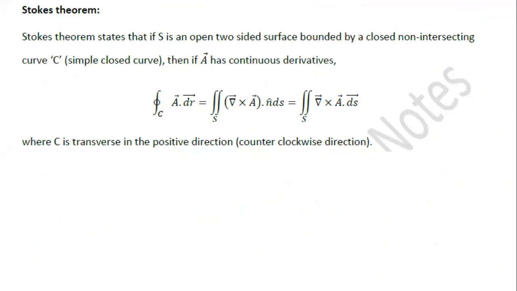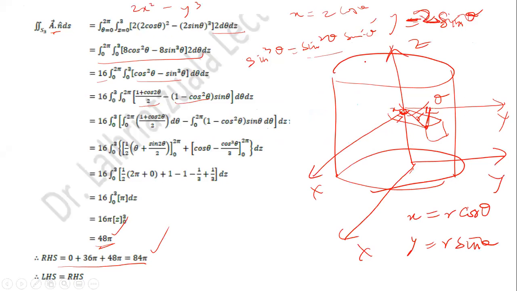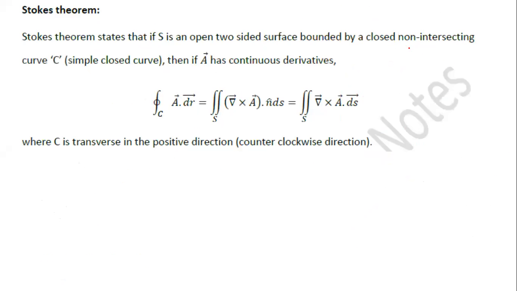Now I think we can go to Stokes theorem. Stokes theorem is for an open surface. See, in this divergence theorem, we are considering a closed surface. We are considering a closed volume, which is bounded by a closed surface. The surface could be spherical, or cylindrical, or it could be any surface, but we are considering a closed surface here in the divergence theorem. But in the Stokes theorem, we are going to consider an open surface.